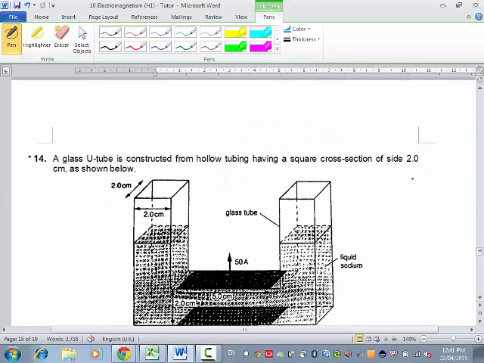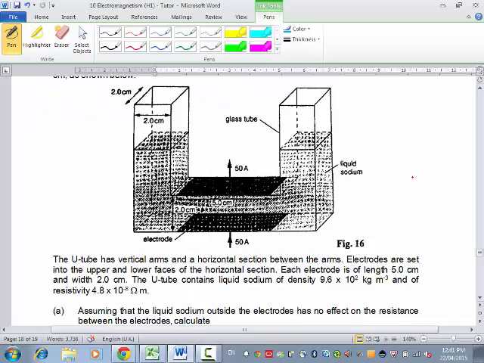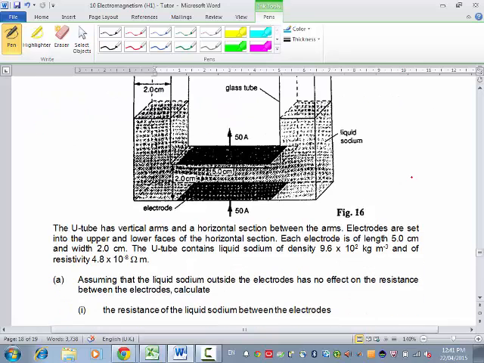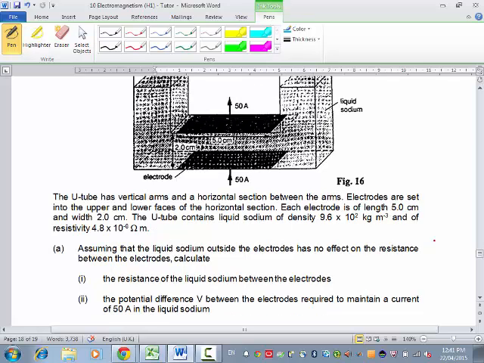Next one, 14. Assuming that liquid sodium. Okay, you all read first. I can give you a hint, but I would like you to calculate it yourself.